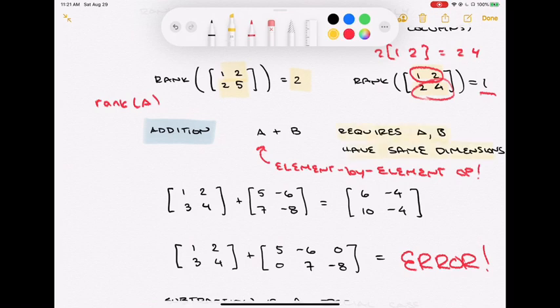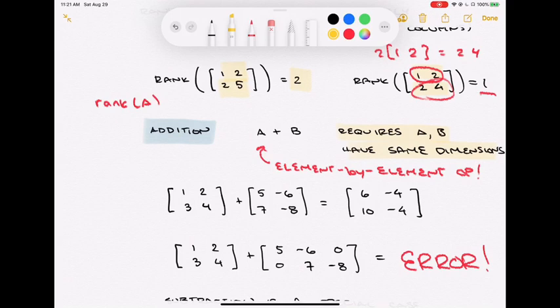It requires that A and B have the same dimensions, because addition between matrices is always done element by element. What do I mean by that? Corresponding elements between these two objects are added together. That's how we add matrices. So they must keep the same dimension.